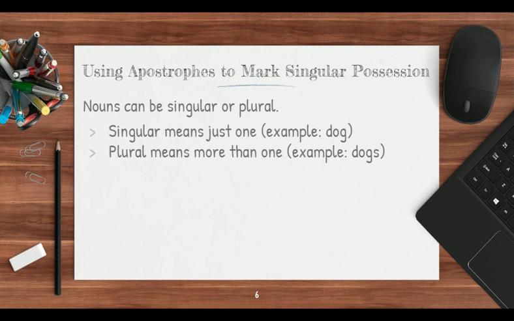Okay, so nouns can be singular or plural. Singular means just one. So example, one single dog. Plural means more than one. For example, multiple dogs. See here we have pluralized D-O-G-S. So one dog, multiple dogs, singular, plural. Okay.